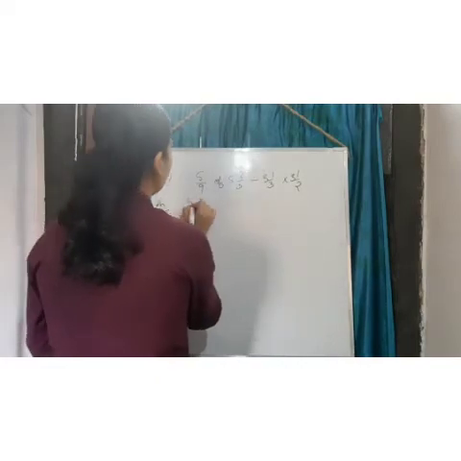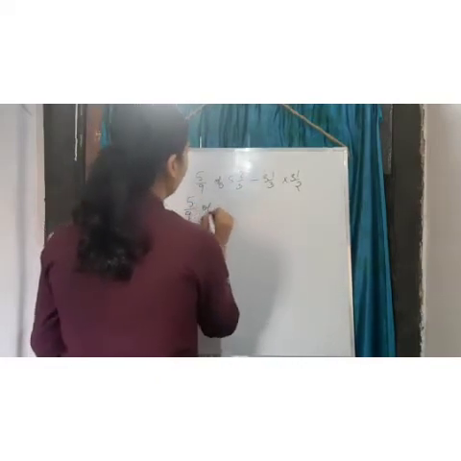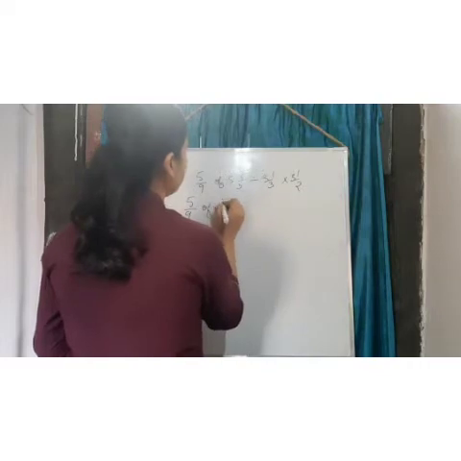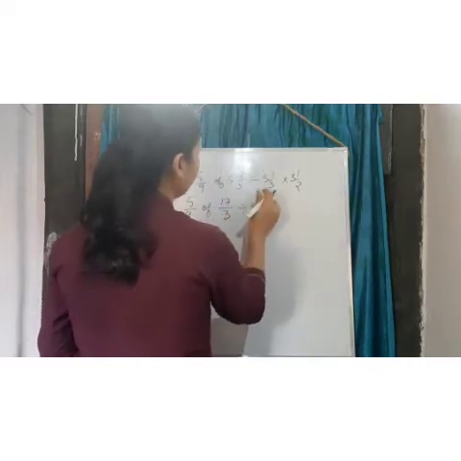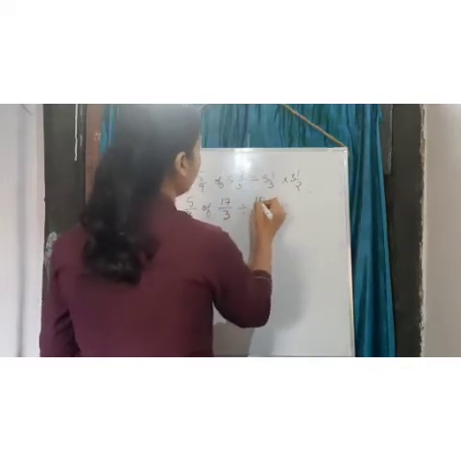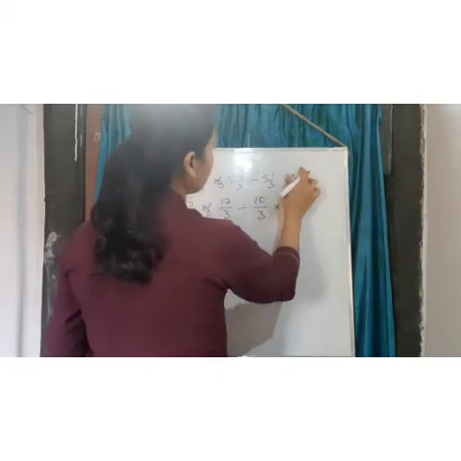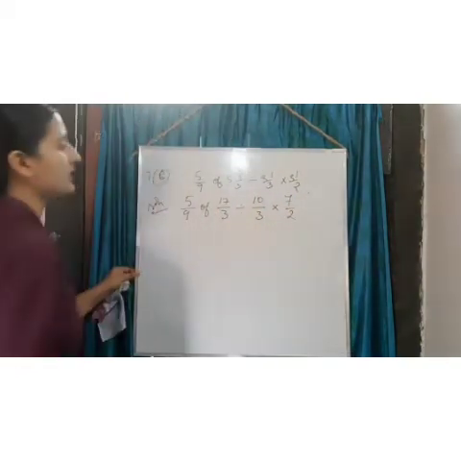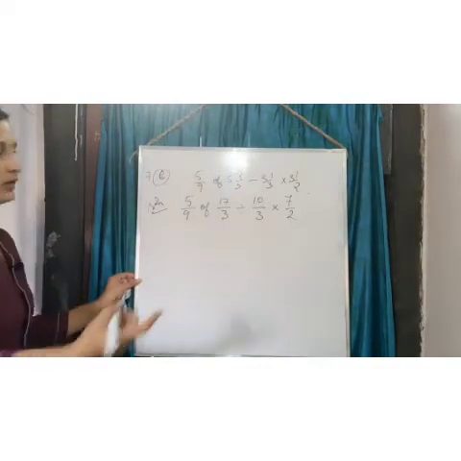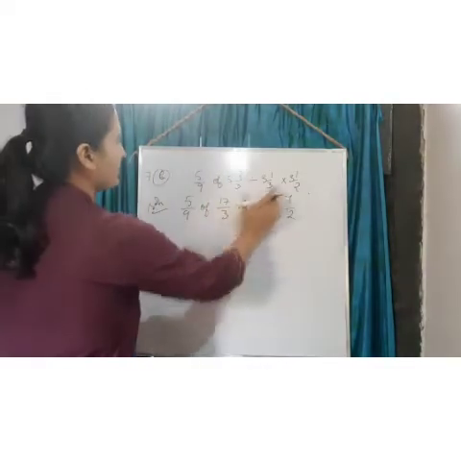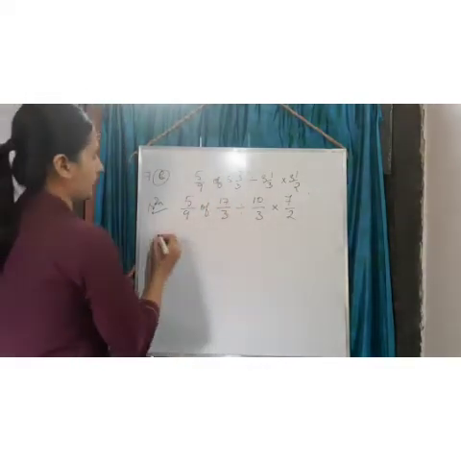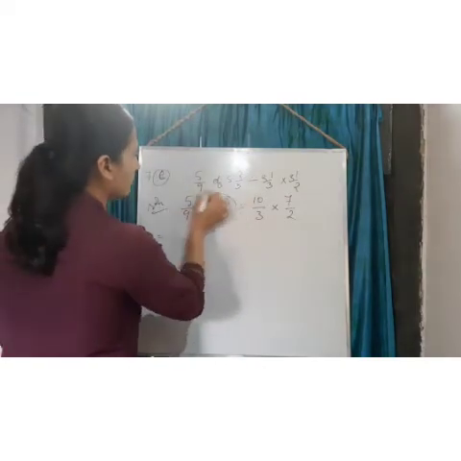5/9 of 5 3s are 15 plus 2 is 17/3, divided by 3 3s are 9 plus 1, 10/3, times 3 2s are 6 plus 1, 7/2. I hope you can see this. So what we did is convert the mixed fractions into improper fractions. Next, let us solve this.